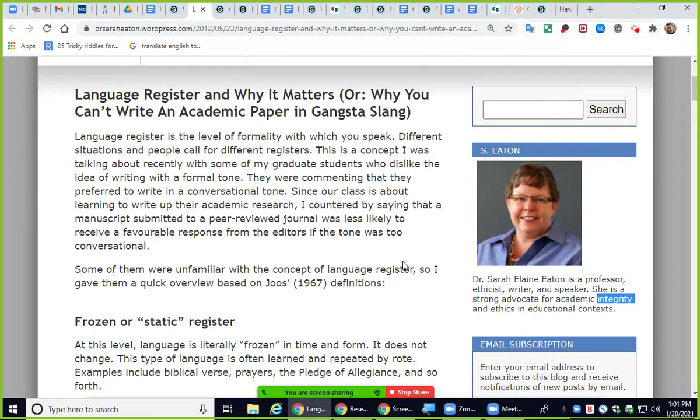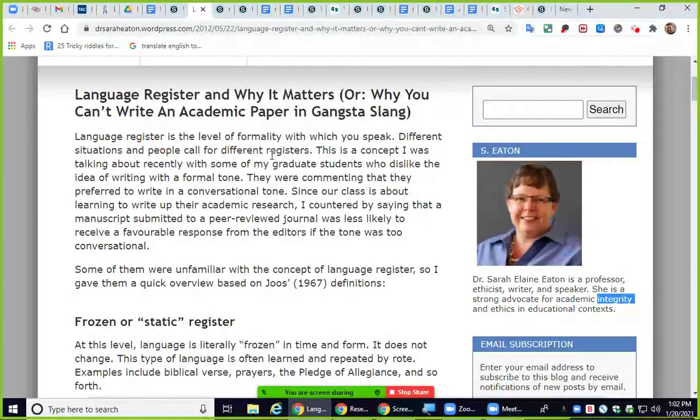They were commenting that they prefer to write in a conversational tone. Since our class is about learning to write up their academic research, I countered by saying that a manuscript submitted to a peer-reviewed journal was less likely to receive a favorable response from the editors if the tone was too conversational. It's true in high school too, and it's something to think about. You know, when you turn in work for English, having an academic tone, the language that you use does make a difference, and I probably mentioned that to some of you.